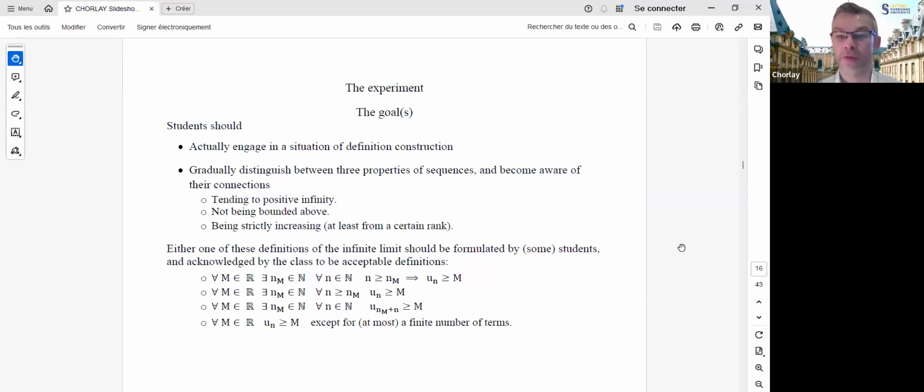Actually, I can mention a fifth one. You can say that a sequence tends to positive infinity if and only if it's bounded below by a sequence which is strictly increasing and not bounded above. You'll do the maths.